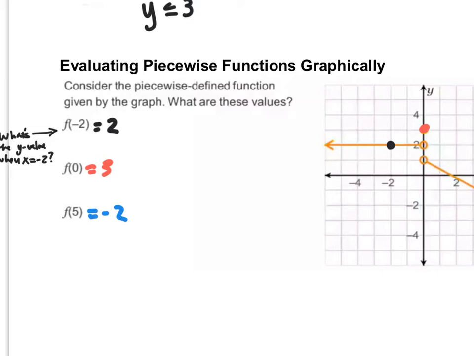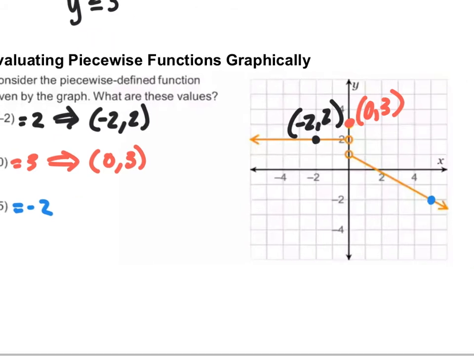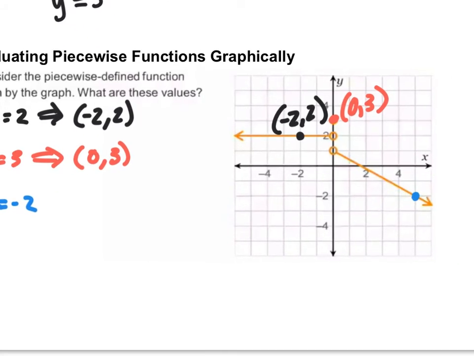Okay, so this point over here is the point negative 2, 2. And that's what this notation means. It means that this is the point negative 2, comma 2. All right, the next one here, this point is the point 0, 3, and that corresponds to this point here. If I were to rewrite this as a coordinate point, I would write it as the point 0, comma 3. And then this point down here is the point 5, negative 2.